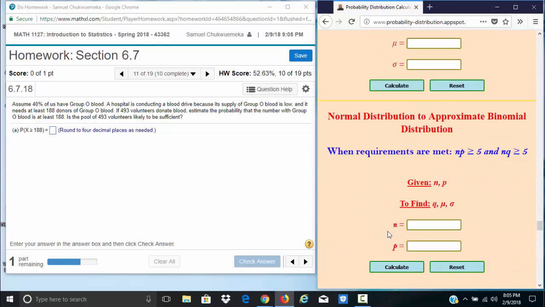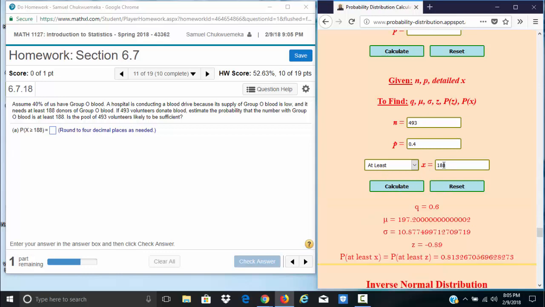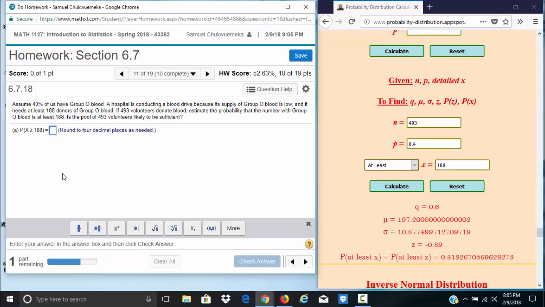So we use this calculator as usual. Sample size here is 493. Probability of success is 40%, which is 0.4. You convert it to decimal, okay? And we are looking at least x equal to 188. So the probability to 4 decimal places would be 0.813.